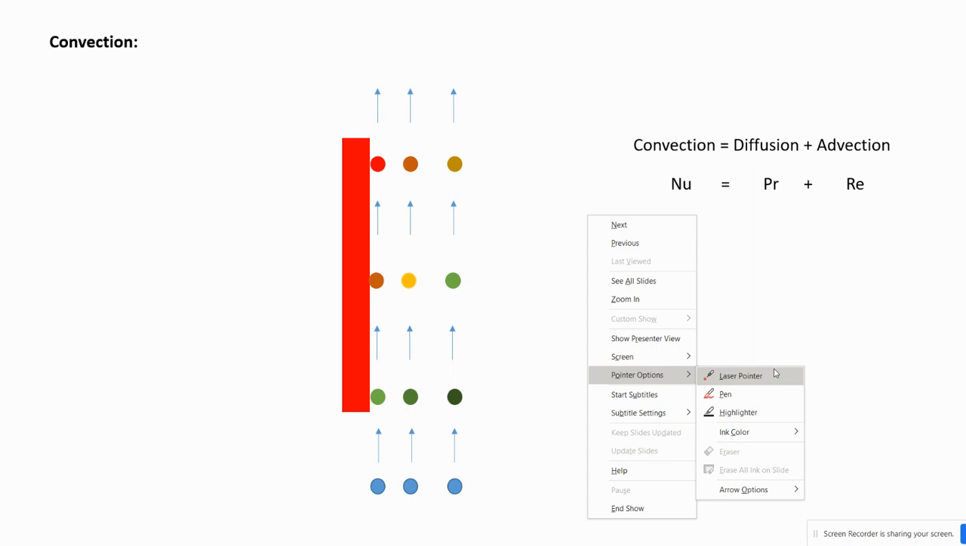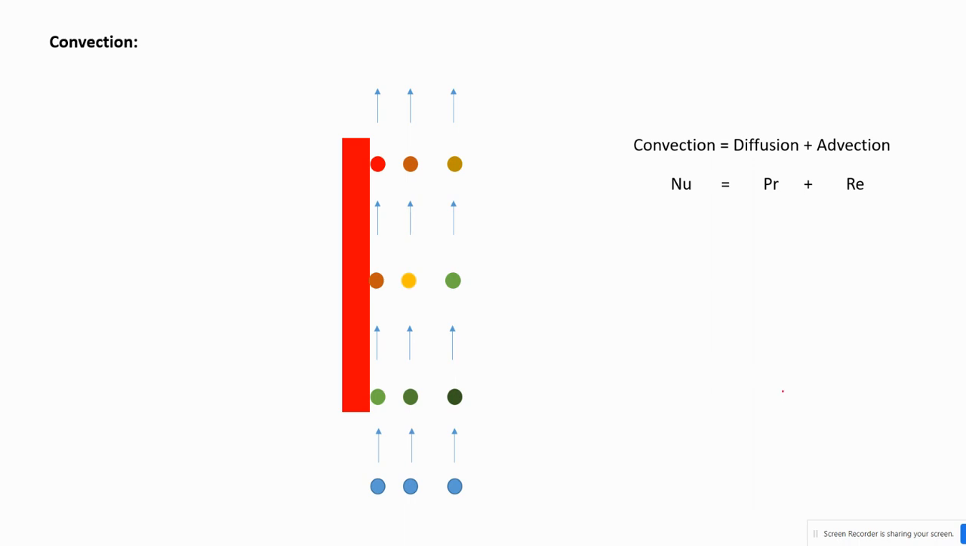Today our topic is convection. So what is convection? Let's try to understand. From our basic college days we have heard that convection is nothing but diffusion plus advection. What is the meaning of that? Let's understand in a practical way.